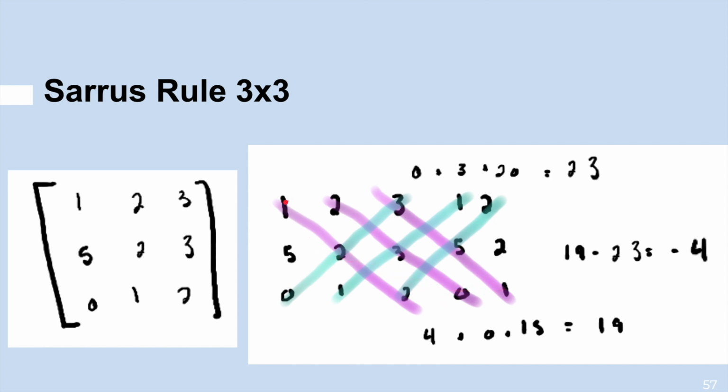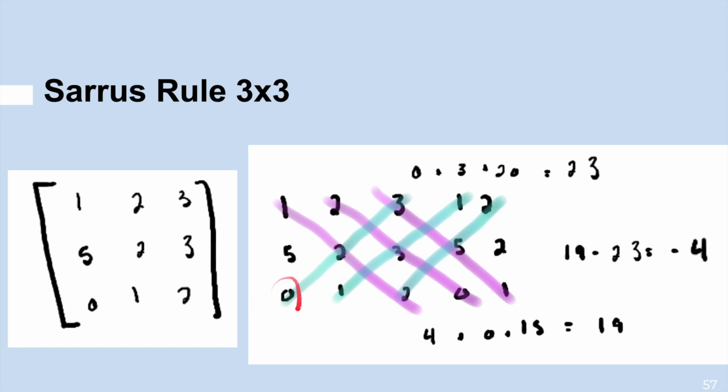We're going to start at the top left and draw a diagonal line all the way down to the bottom, like so. Move over 1, draw another diagonal line. Move over 1 again, and draw a diagonal line. Same thing for the bottom left. We draw a diagonal line up, and up, and up.